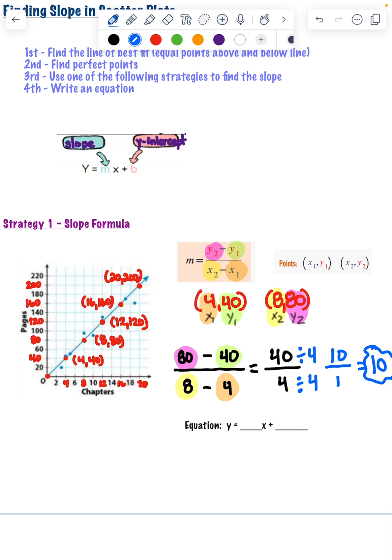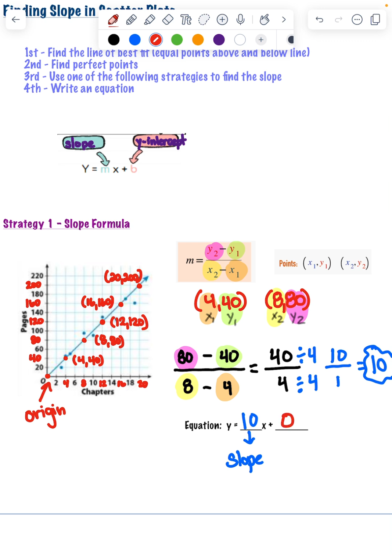Since I now know my slope, I can plug that into my equation. And remember, my slope is going to go in this first part. So my 10 is going to go in front of the x as the coefficient. For my second part, that's my y-intercept. So I'm going to go back to my graph and see where does my line start. In this particular case, my line is starting at the origin, which means that it's starting at 0. So I do not have a y-intercept, or I have a y-intercept of 0.